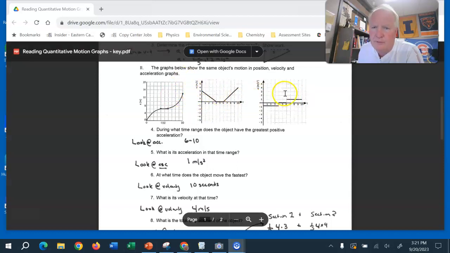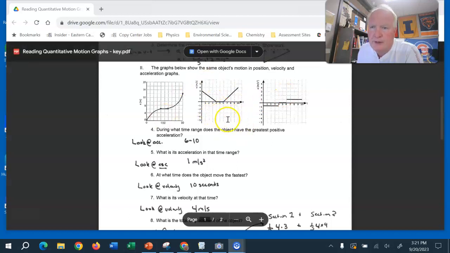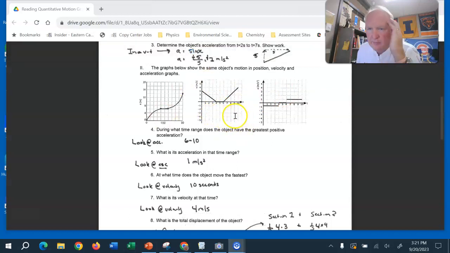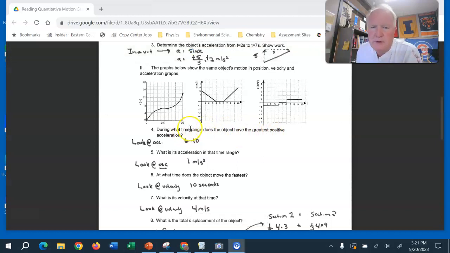And so all 3 of these describe the same motion. When we go through these problems, we can decide in our minds which one makes sense to look at. It says, during what time range does the object have the greatest positive acceleration? Well, we can definitely find acceleration in any of them, but the easiest way to find it is in the acceleration graph. So we just have to read the graph.